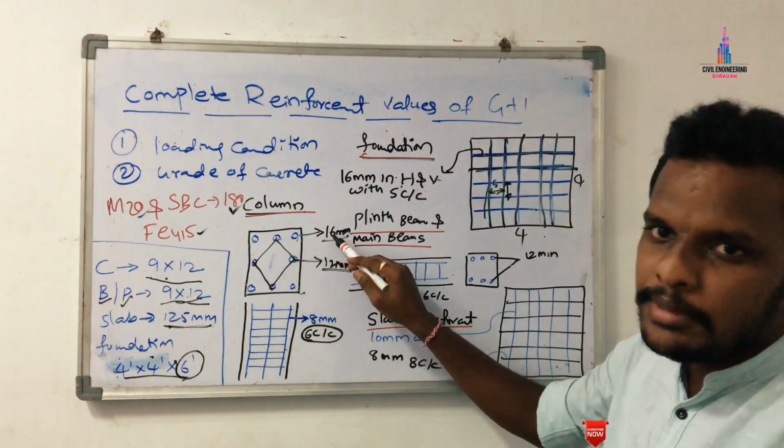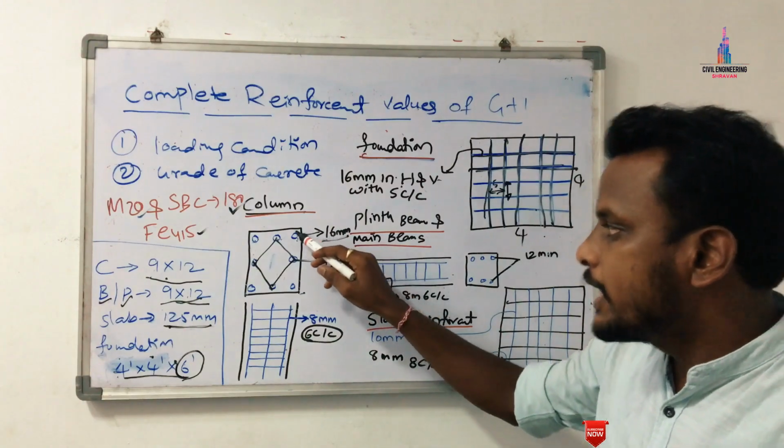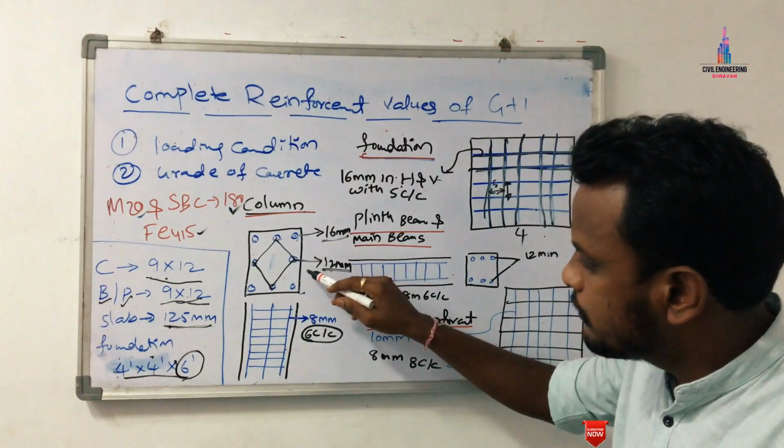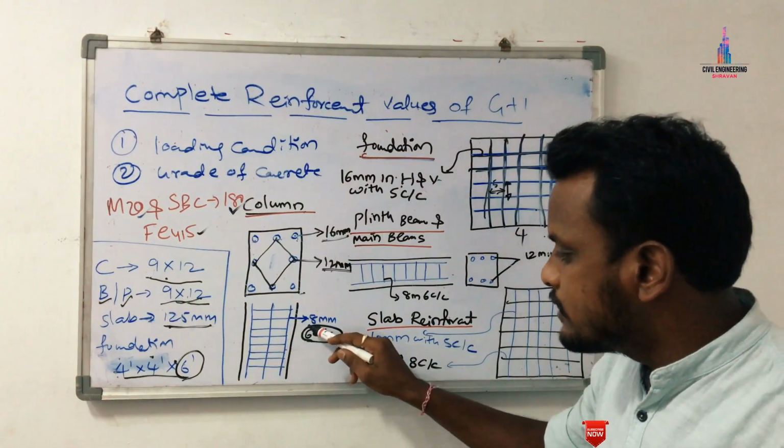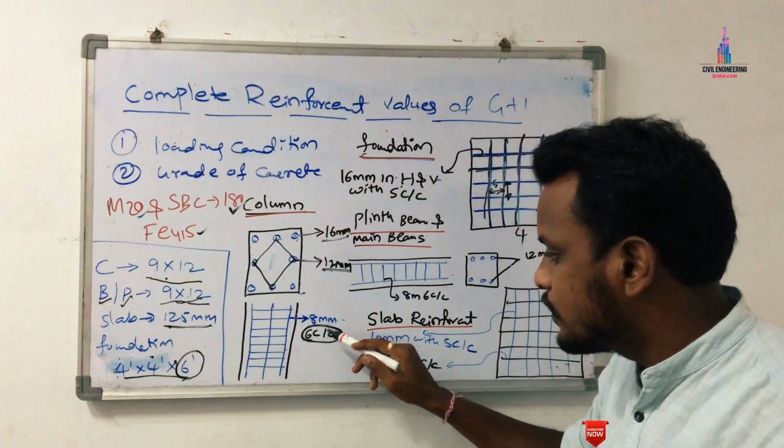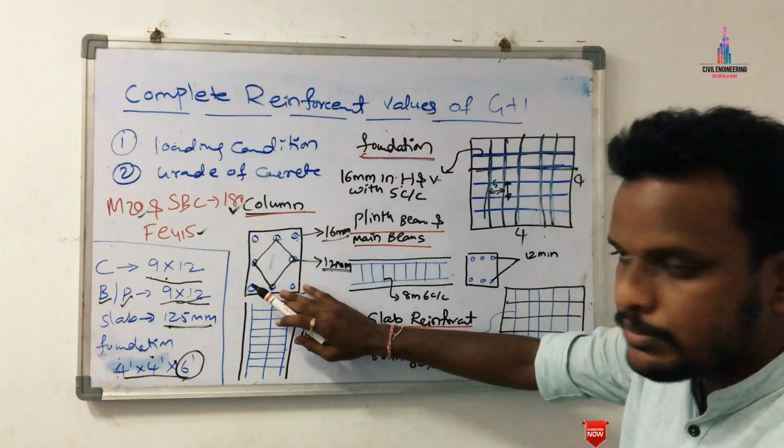So we will use 16 mm bars and 12 mm bars. The 16 mm bars will be on the corner side and the 12 mm bars on the center side for the G+1 building. The stirrups will be 8 mm bars at 6 inch center to center distance. This is the reinforcement detail for the column section.